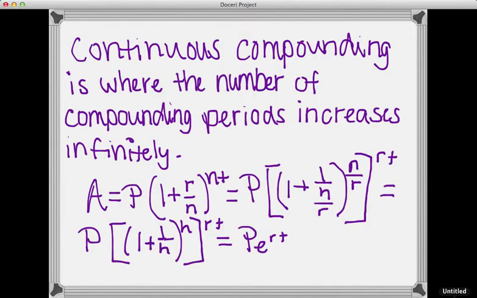Continuous compounding is where the number of compounding periods increases infinitely. Okay, so if you look at this formula here, n/r times rt equals nt. Let h equal n/r. As n approaches infinity, h approaches infinity. As h approaches infinity, by definition, (1 + 1/h)^h equals e. So that leaves us with our formula for continuous compounding: A = Pe^(rt).